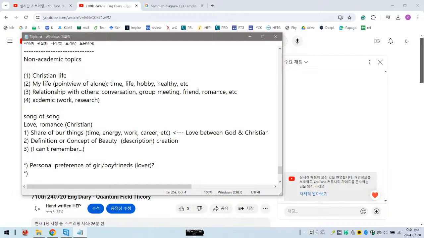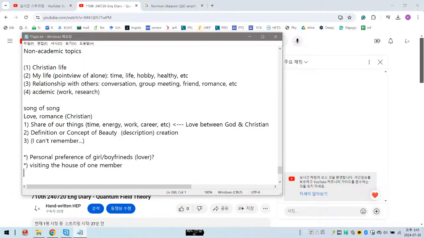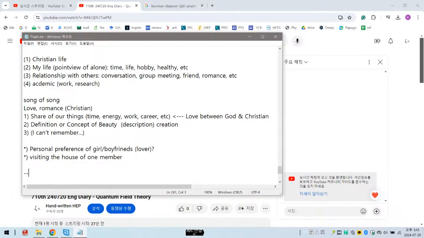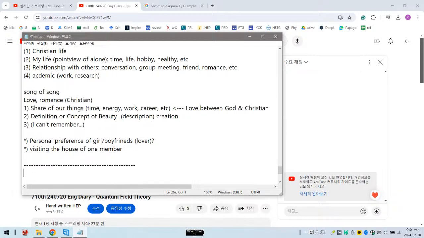Maybe the important topic tomorrow is that we will visit one member of our group. So we visit the house of one member, and maybe she will give us some good food. So that was what happens. And after that, at lunch, we were just eating lunch together, and we shared many things in our life.